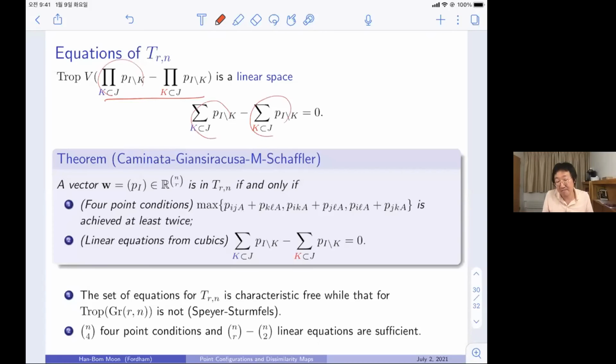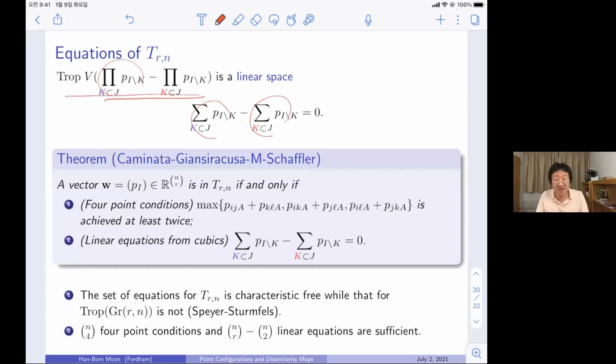And we need to take the maximum between them, and the maximum must occur twice. But because there are only two terms, the maximum occurs exactly twice if and only if these two terms are the same. So in other words, the tropicalization of this binomial is simply a linear space. Okay? So we can cook up a lot of linear equations which cut out the tropicalization of the image of Grassmannian 2n, which is the image of weighted R dissimilarity vectors.